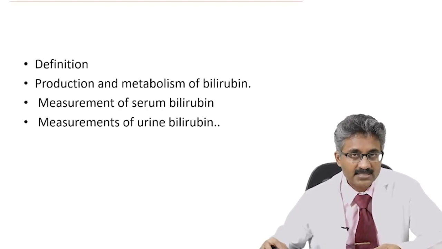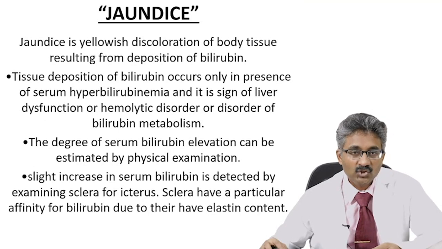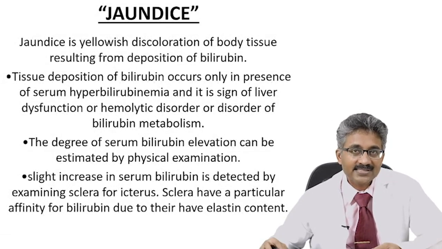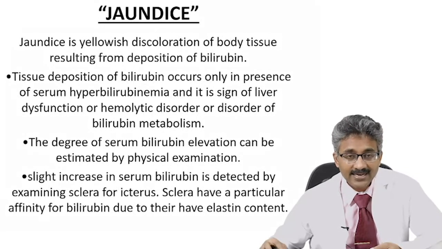In the first part of jaundice, we'll have the definition, production and metabolism of bilirubin, measurement of serum bilirubin and measurement of urine bilirubin. So what is jaundice? Jaundice is the yellowish discoloration of the body due to deposition of bilirubin. The tissue deposition of bilirubin occurs in the presence of serum hyperbilirubinemia and is a sign of either liver dysfunction, or hemolytic disorder, or disorder of bilirubin metabolism like inherited metabolic bilirubin disorders. Either of these three conditions will increase the bilirubin and there will be tissue deposition.